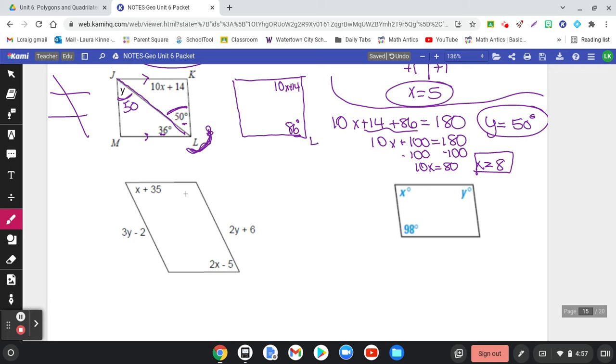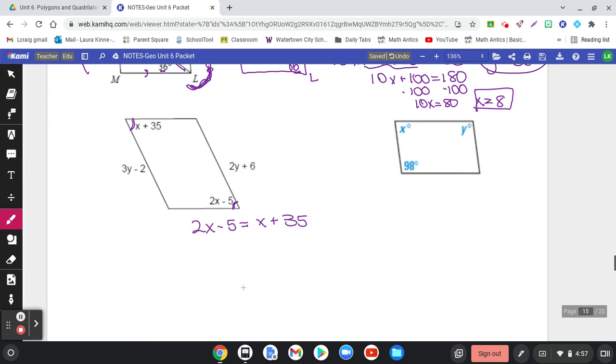All right, on this one, we've got two variables as well. Opposite angles we know are the same, so I'm going to do 2x minus 5 equals x plus 35 to start. I'll subtract x to be with the 2x. 2x minus 1x is just x, minus 5 is equal to 35. Add 5. X equals 40.